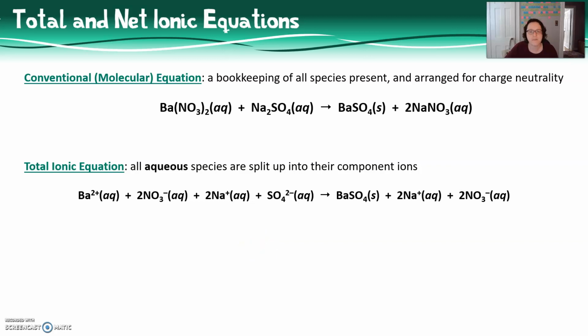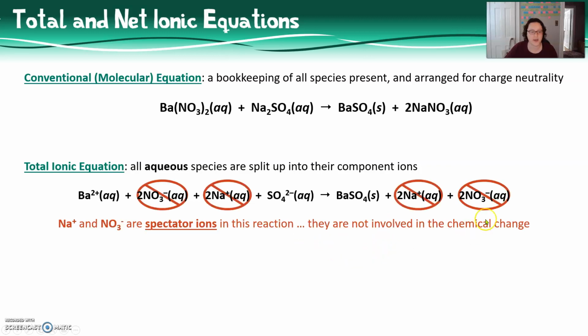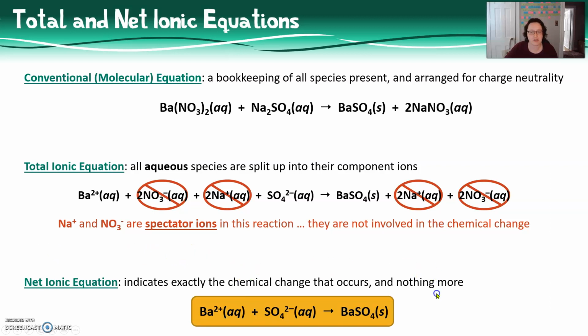They can be identified by looking for ions that are the same on both the reactants and the product side. So the 2 sodium ions and the 2 nitrate ions are going to be our spectator ions for this reaction. Everything that remains comprises the net ionic reaction, and if you have done things correctly, the net ionic reaction should also be balanced by the end of this process.